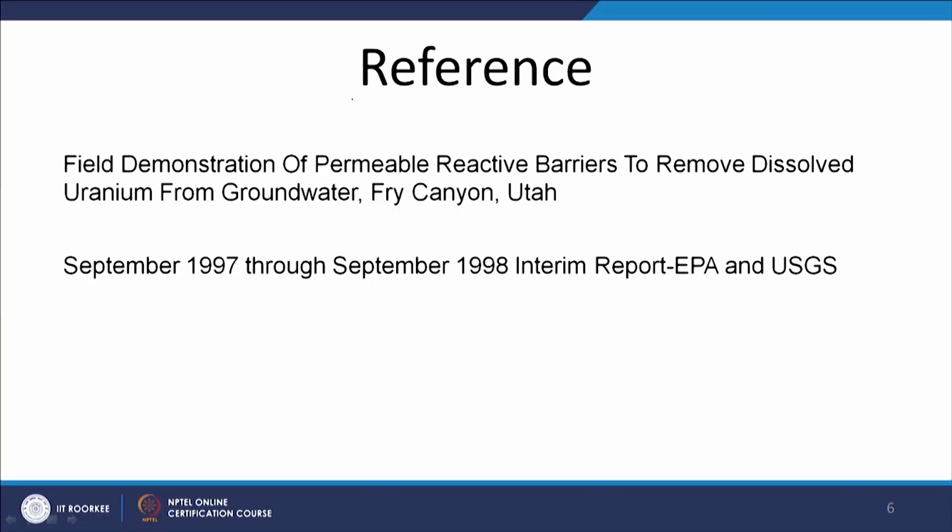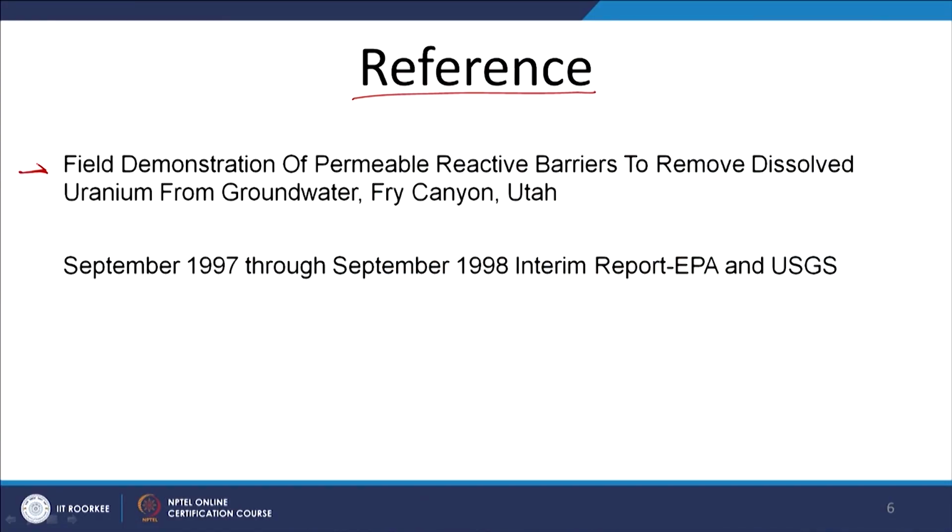So, the reference that I am going to look at is this: all the data and figures I am going to present are not what I developed. They are from this particular document available in the public domain. It is the field demonstration of a PRB to remove dissolved uranium from groundwater, in Utah, run from September 1997 to 1998. It was developed by EPA and USGS.